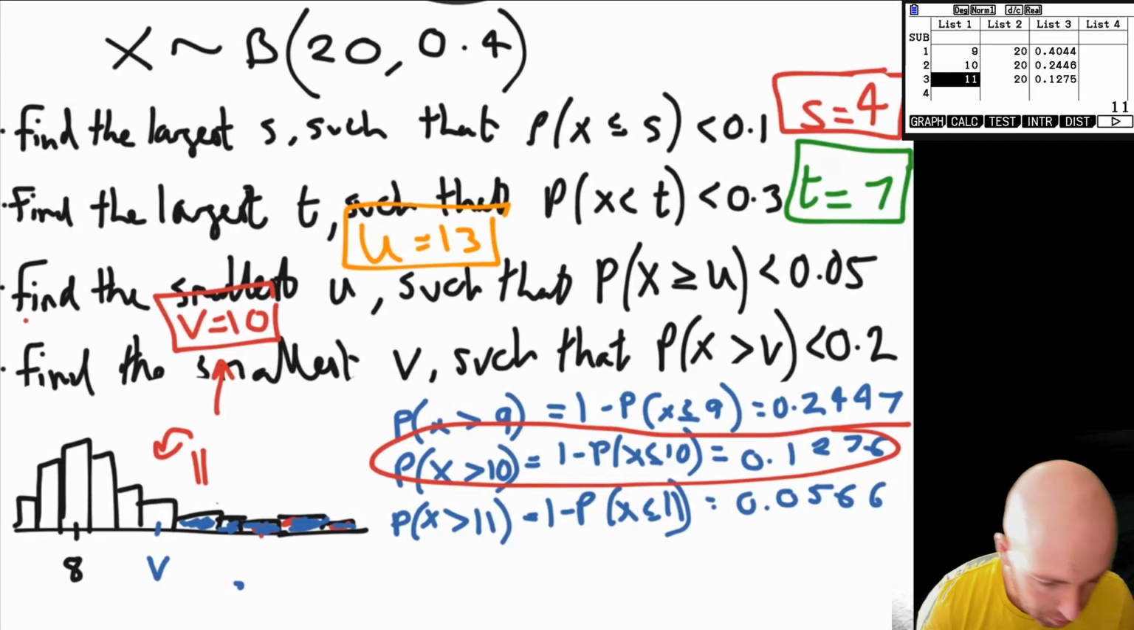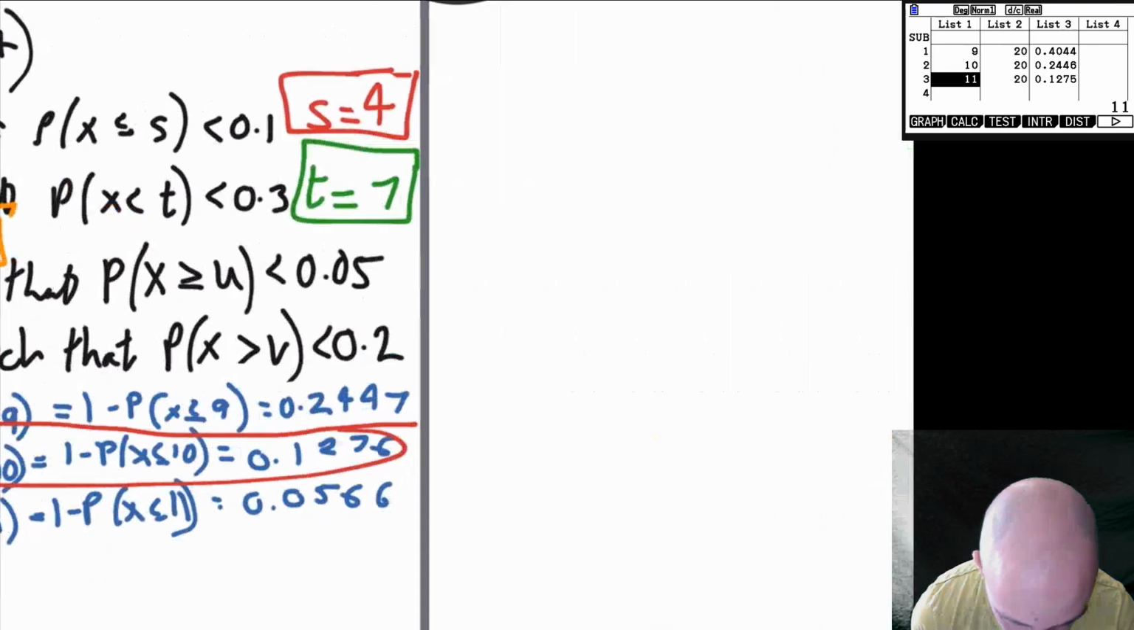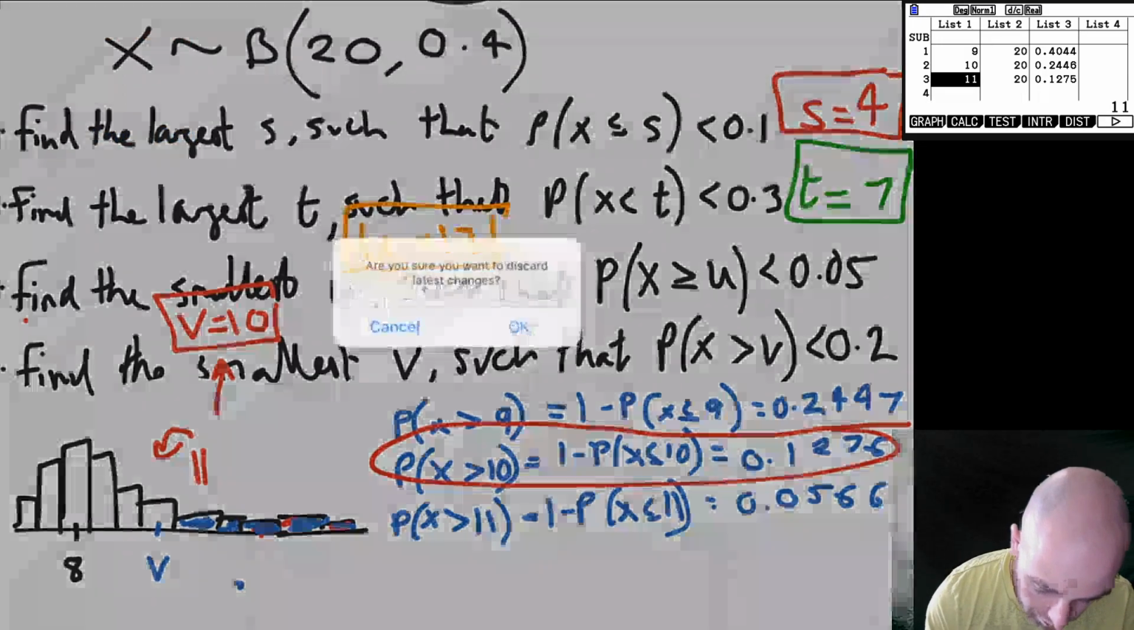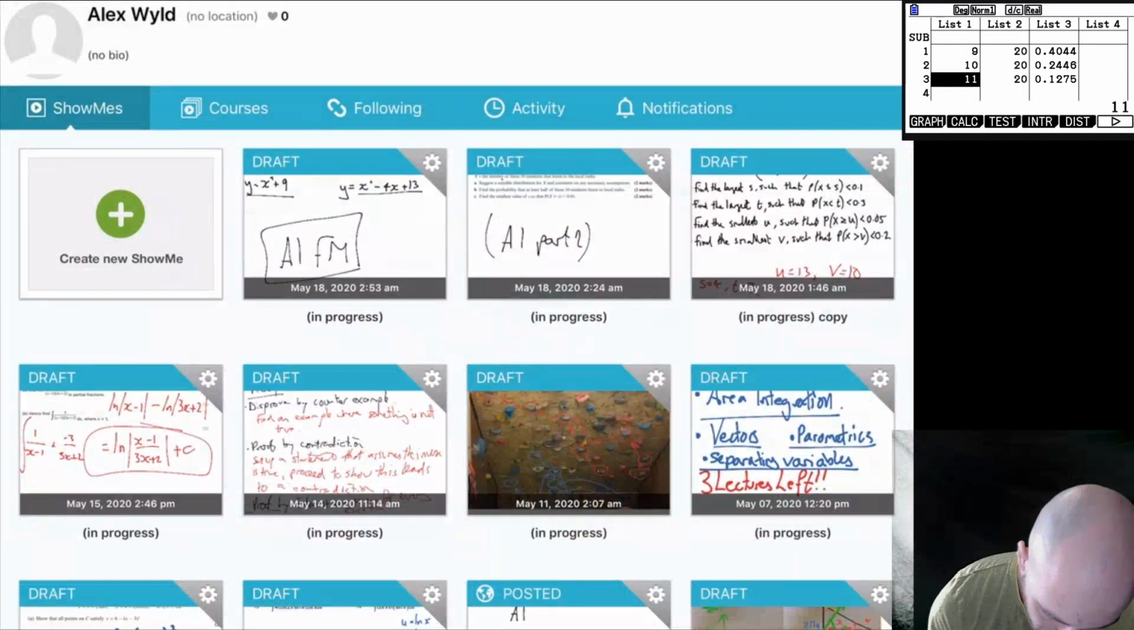Okay, so moving on then. Oh, it's in the other document. Give me a sec, it's in the other document. There we go.